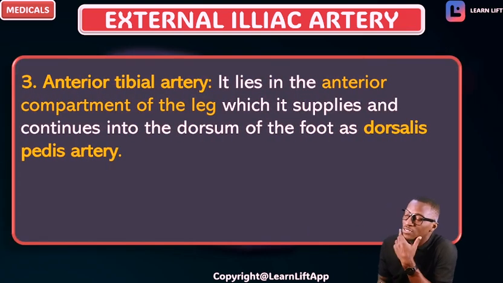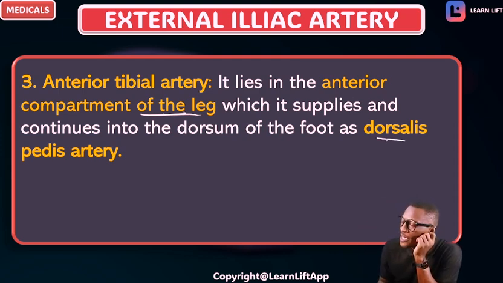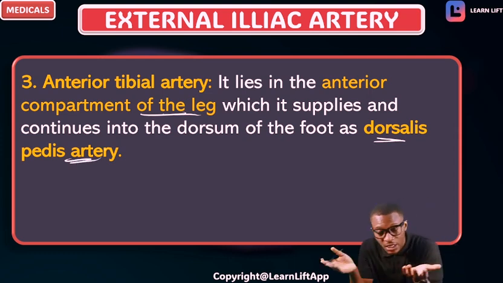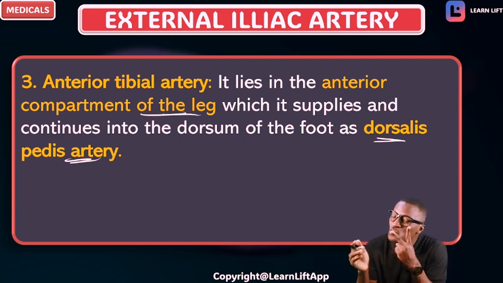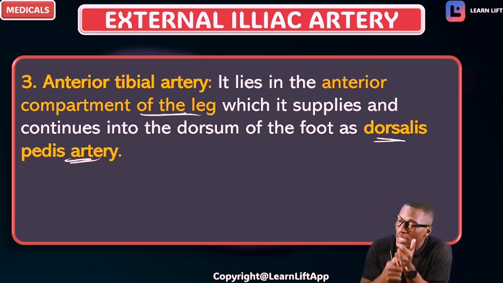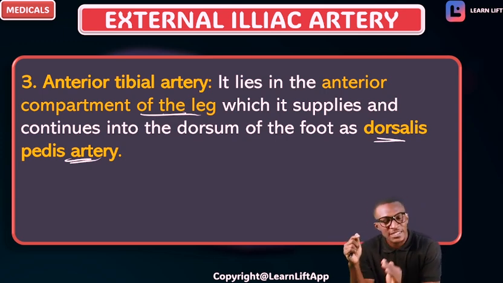Now let's talk about the anterior tibial artery. The anterior tibial artery supplies the anterior compartment of the leg, and it continues its journey to the foot to become the dorsalis pedis artery, right? I gave you two statements there. At what point does it become the dorsalis pedis artery? Number one, at the malleoli, or at the ankle joint, or after the what? The inferior extensor what?